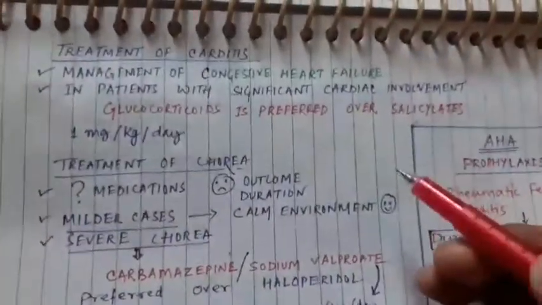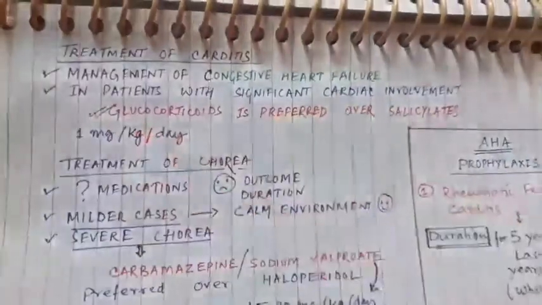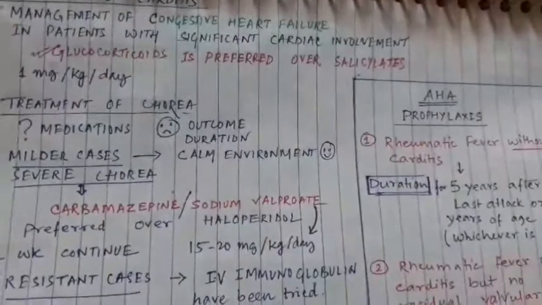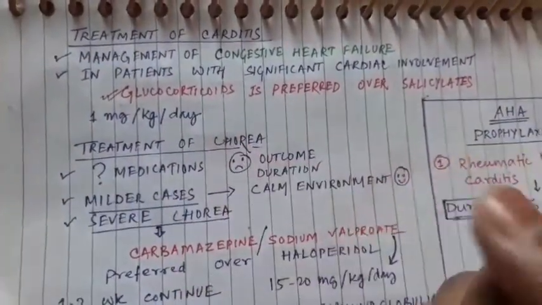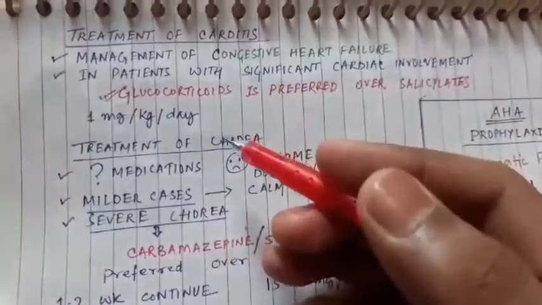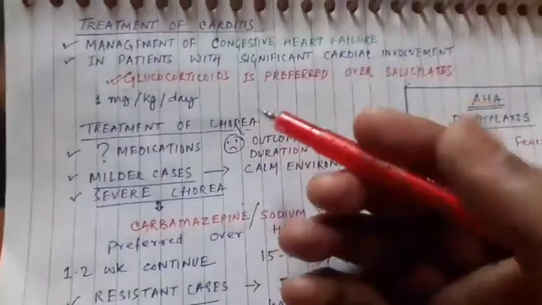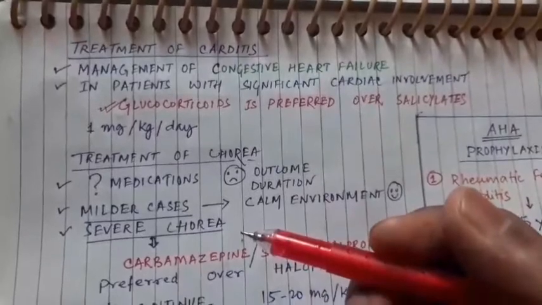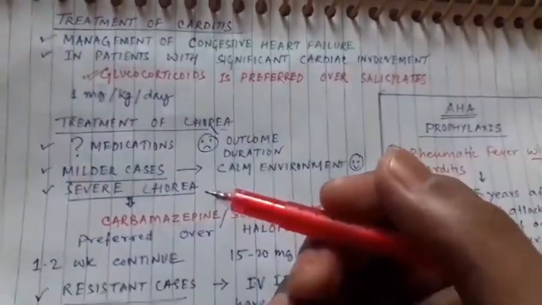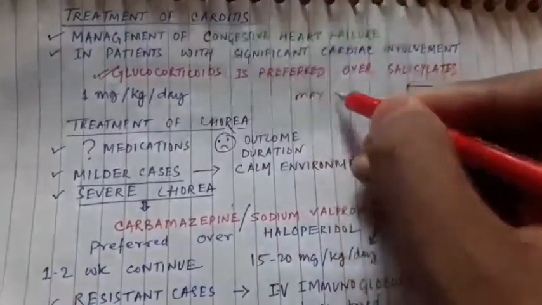Then in patients with significant cardiac involvement, corticoids, especially glucocorticoids, are preferred over salicylates, with a dose of 1 milligram per kg of body weight per day. That is the initial dose of the glucocorticoid. We are using glucocorticoid because it may reduce the acute inflammation and result in more rapid resolution of the failure. It is usually continued for a few days or a maximum of 3 weeks.